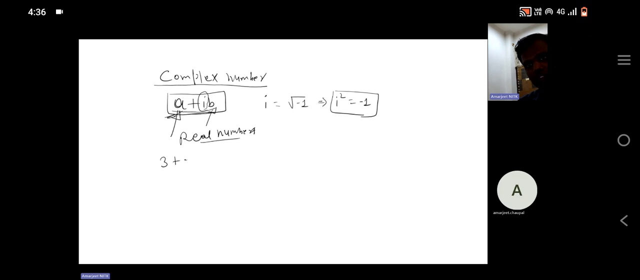Suppose 3 plus 2 iota. This is a complex number. Okay. This is the general form of complex number. Another form of complex number is polar form. So what is polar form? This is the main target for today.